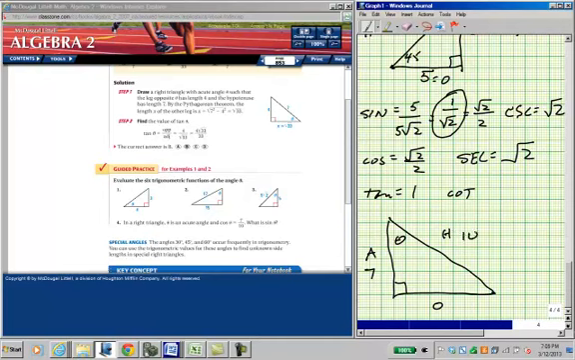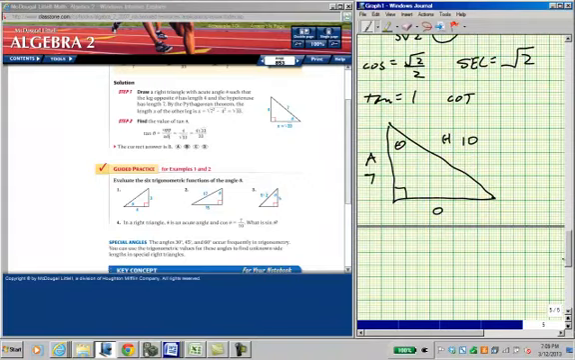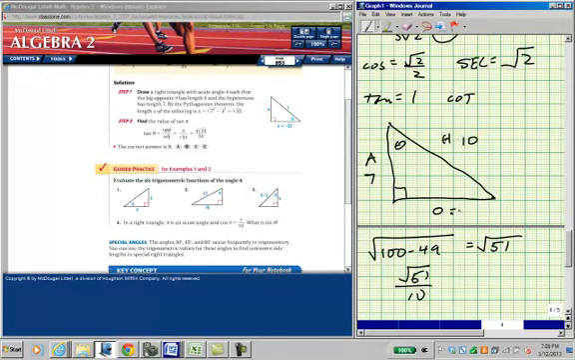So what's the sine? Well, we have to figure out what the opposite is. So the square root of 100 minus 49 equals the square root of 51. So the opposite equals the square root of 51. So the sine would equal the square root of 51 over 10, which is opposite over hypotenuse.